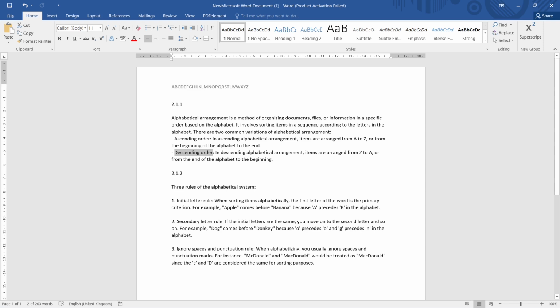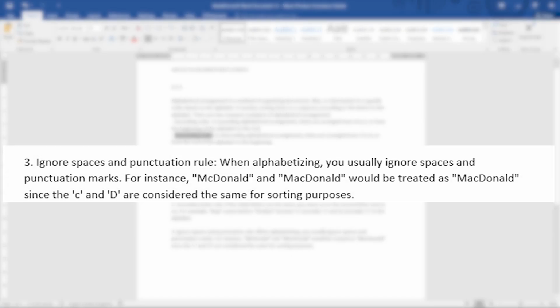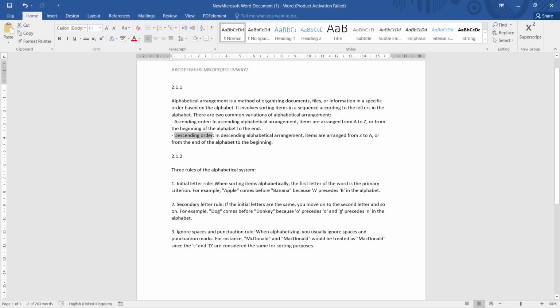Now, the last rule is the ignore spaces and punctuation rule. This one can be a little bit confusing. However, I will explain it. I will clarify it, right. So when alphabetizing, you usually ignore spaces and punctuation marks. For instance, McDonald and Mcdonald's would be treated as the same since the C and D are considered the same for sorting purposes, right? So let's have a look at these two words right here.